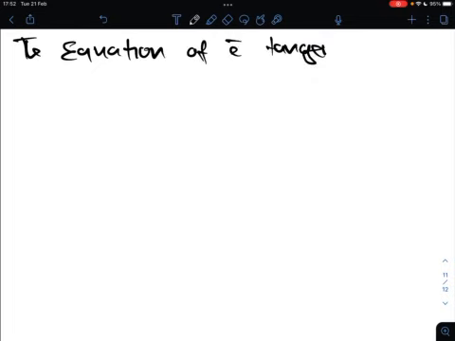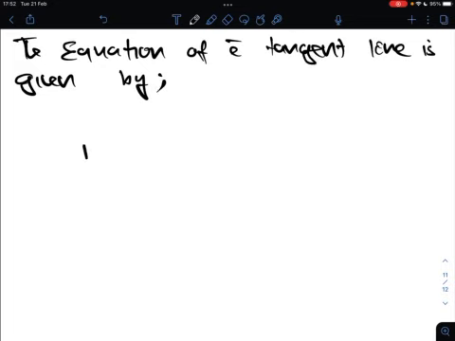The equation of the tangent line is given by, every time we want to find the equation of the tangent line, r prime of tau is equal to a plus tau t. You see? So that's what it is.